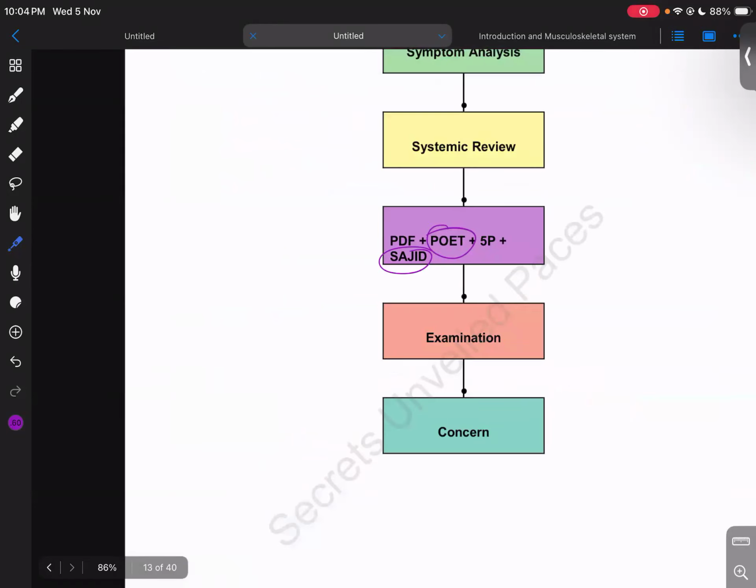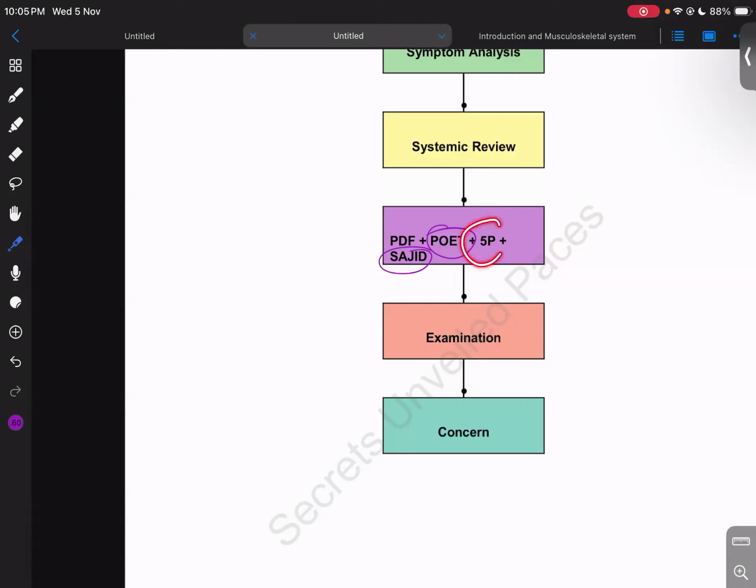Can I ask one thing, doctor? Yes. So this POET is not important for any other symptoms apart from this? No, even if we skip that exposure history in other cases, it is not relevant. I have not found it relevant to other prompts. That's why I have made it separated. Sure, okay.